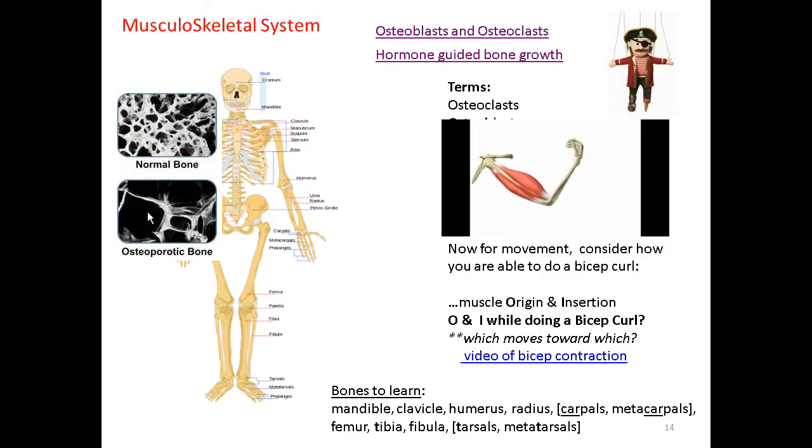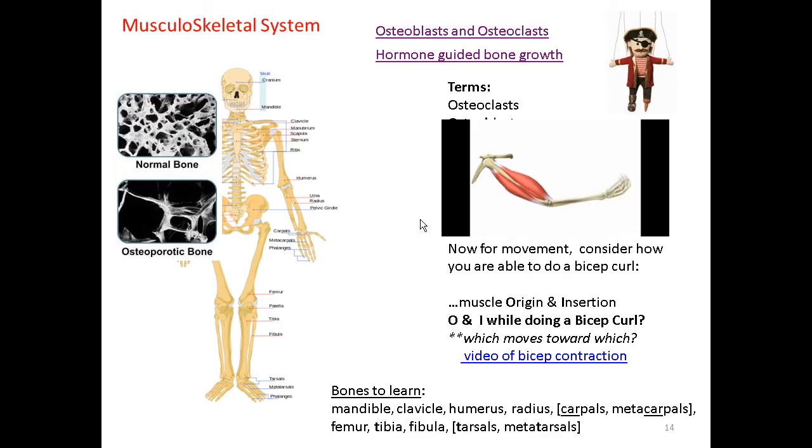Here is what I was talking about with osteoporotic bone and then normal bone. So remember, if it's osteoporotic, that means the osteoclasts are working harder than the blasts. And this is how you think about your muscular system pulling on the bones like a little puppeteer, because muscles can only contract. So they can only pull on the bones.